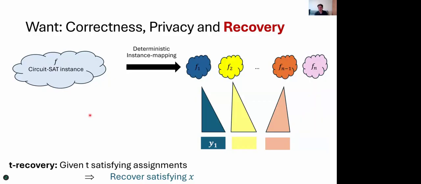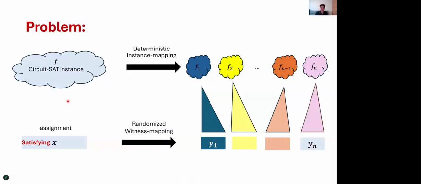Recovery means that if you see at least T satisfying assignments, then it means that F is satisfiable. And again, we want something stronger. So we want an efficient decoder that looks at these T satisfying assignments and recovers the satisfying assignment for F. So this is quite intuitive. The problem with this definition is that you cannot realize it unless P equals NP. And roughly speaking, the reason is that you can use the simulator to generate all these Yi's, then use the decoder in order to get X, and then check whether X satisfies F.